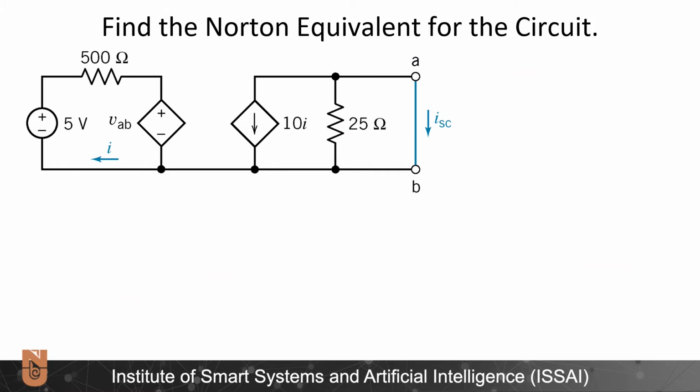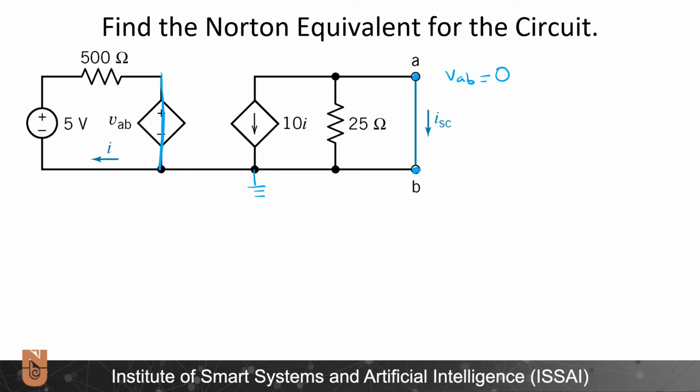Alright, let us try to solve this question. I want to first find I short circuit. What will be I short circuit? Assuming that this is the reference node, when I short circuit this circuit, I will have 0 here and 0 here. So in other words, VAB will be equal to 0. If VAB is equal to 0, I basically will have no voltage source here. The circuit simplifies quite a bit.